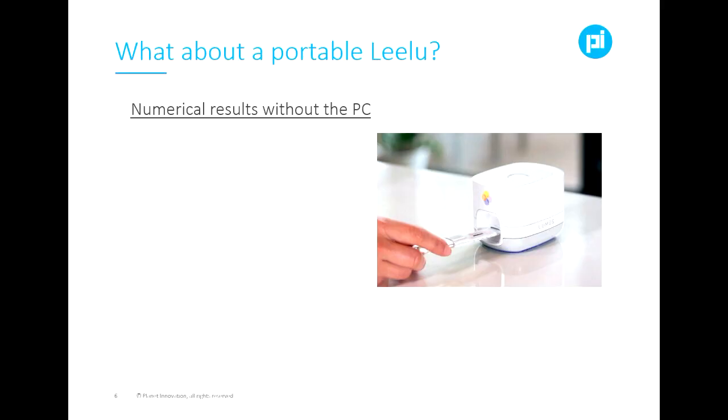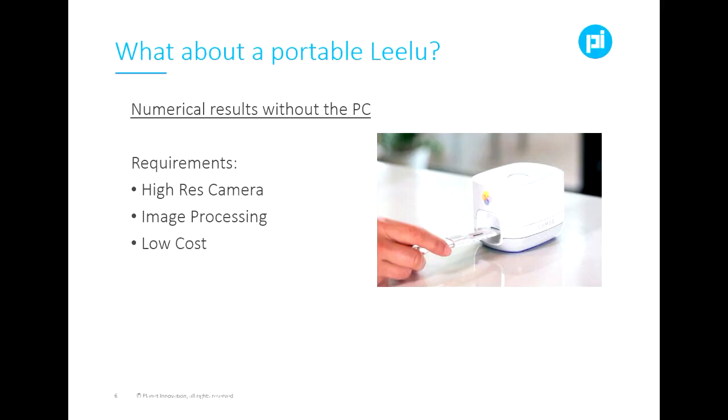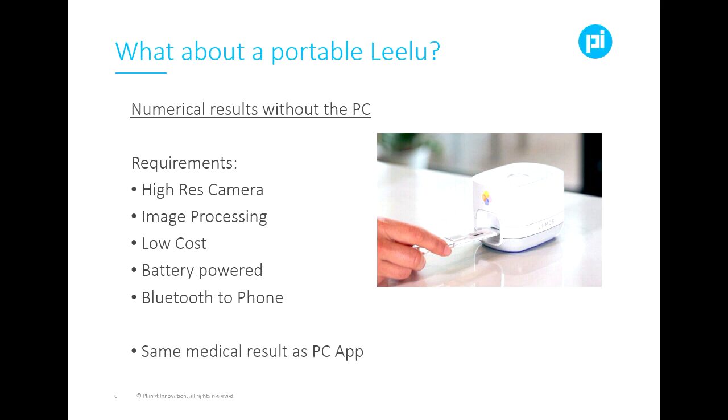So the next logical step for Lumos was, how do we get these numerical results without needing the PC connected? To build a device like this, we've got some requirements. We need a high-res camera. We need built-in image processing, ideally much lower cost than your typical lab-grade equipment. Obviously, it needs to be battery-powered. We wanted Bluetooth connectivity to a phone. And most importantly, it has to give exactly the same medical results as the PC app.